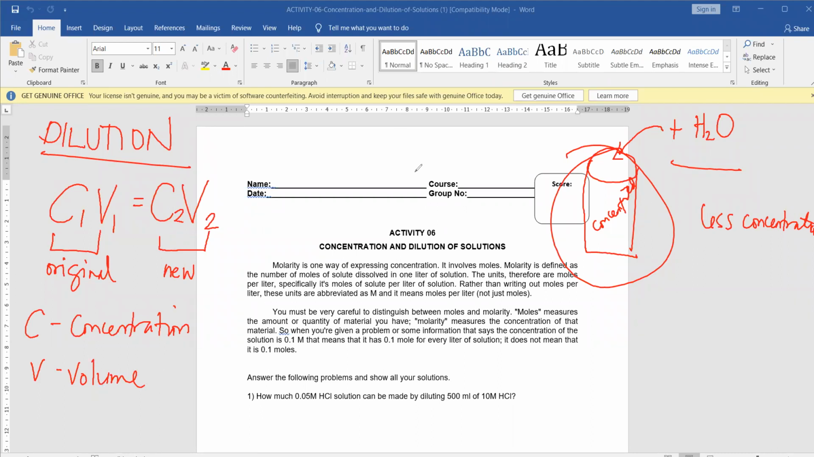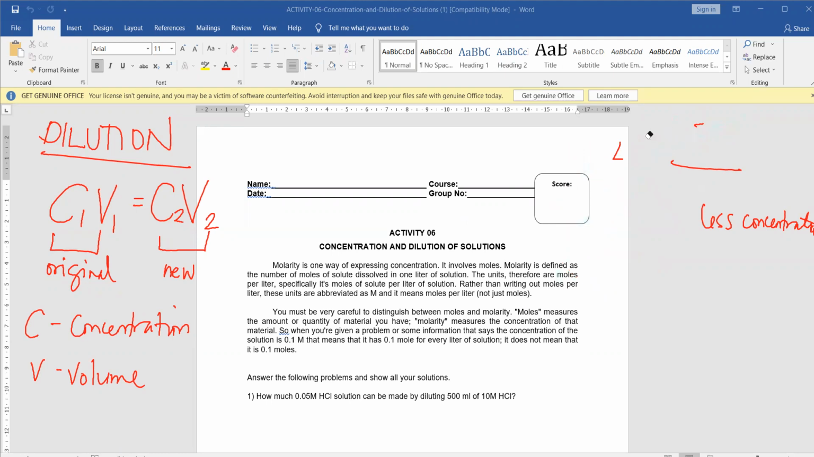Okay? So actually, yung question number 1 dyan sa inyong activity, how much 0.05 m hydrochloric acid solution can be made by diluting 500 ml of 10 molar hydrochloric acid? That is actually a dilution na question. Pero let me give you another one that is similar to that.